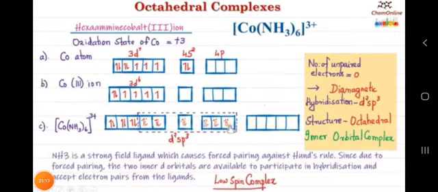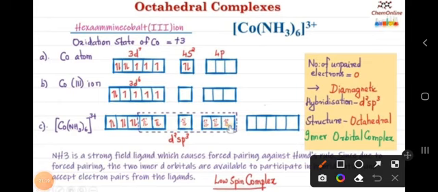Another example. Before, we have taken a weak field ligand. Now we are taking a strong field ligand. NH3 is a strong field ligand. Why? Because N is a 5th group element, and here 6 NH3 molecules are there. Due to the presence of strong field ligand, the electrons will pair up, meaning the vacant orbitals will be fewer here. Then it undergoes inner orbital complex.